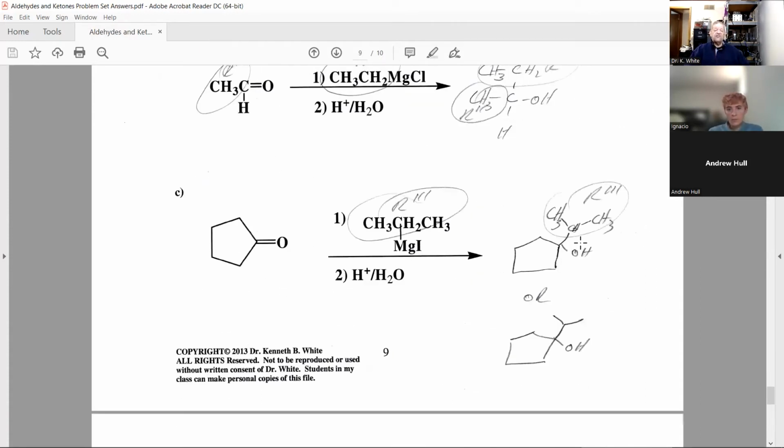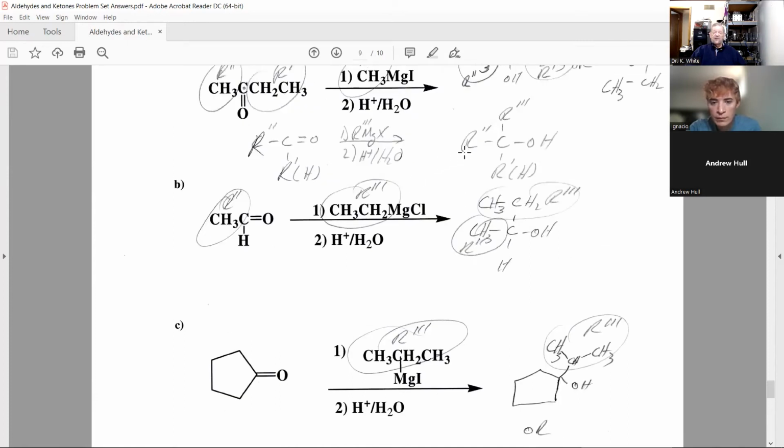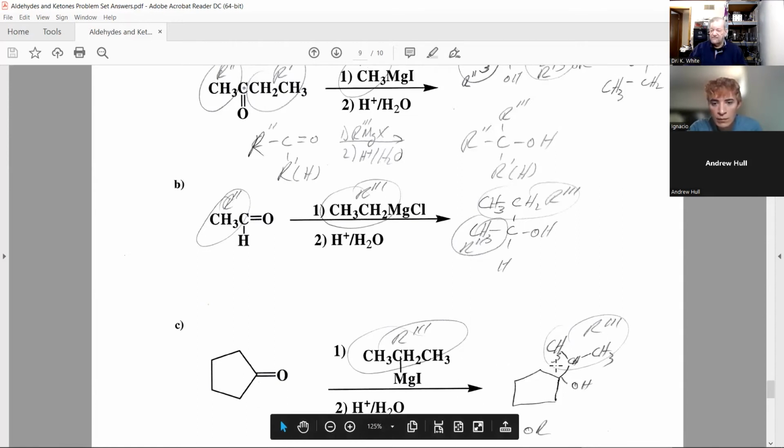Now, if we look at C, ooh, we've got a ketone. Carbonyl's right there. And notice we have carbon-magnesium iodide, a Grignard, second step acid and water. What's attached to that carbonyl, the ring, still will be. That carbon is this carbon right here. It opens up, and will have a hydroxyl group. What's my R triple prime? Isopropyl.